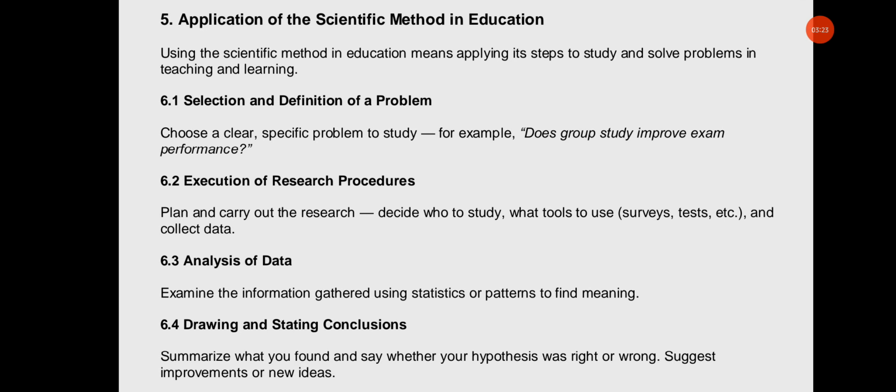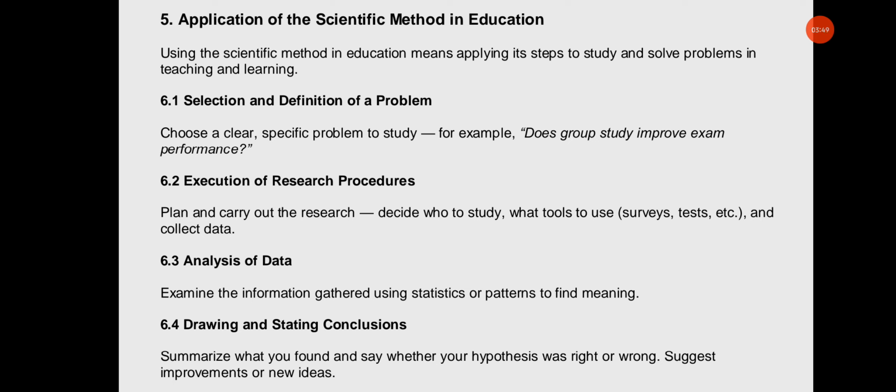Number 5, application of the scientific method in education. Using the scientific method in education means applying its steps to study and solve problems in teaching and learning. 1. Selection and definition of a problem. Choose clear, specific problems to study. For example, does group study improve exam performance?